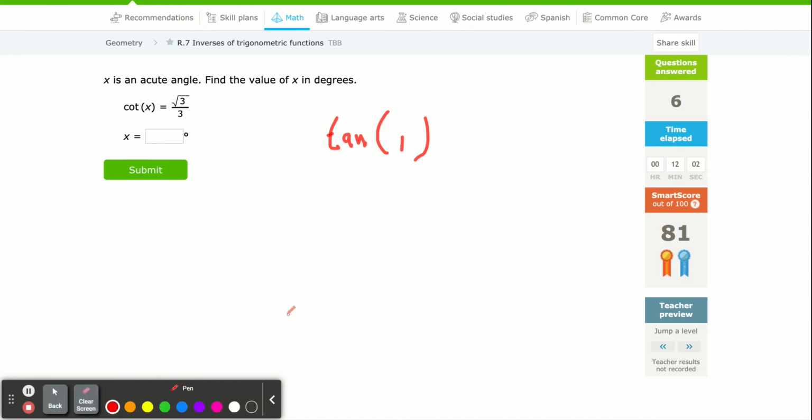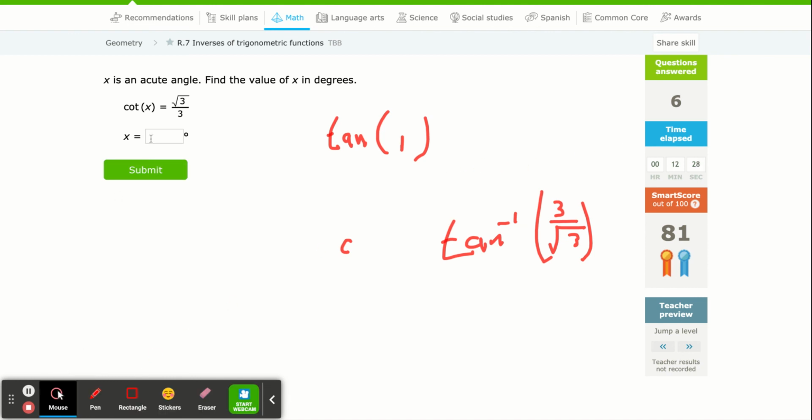Here's one more. Let's just do this last one, and we'll be done. So again, I'm going to do the inverse tangent of 3 over the square root of 3, because I'm flipping the fraction and doing the inverse tangent. Inverse tangent of 3 divided by the square root of 3 gives me 60 degrees. They sure like 60 degrees.